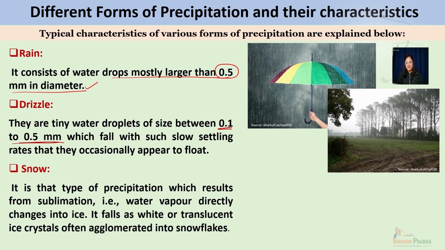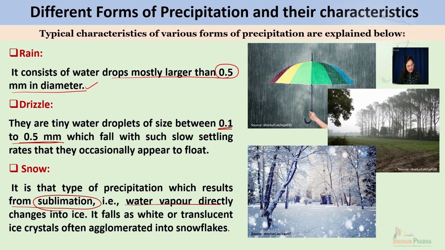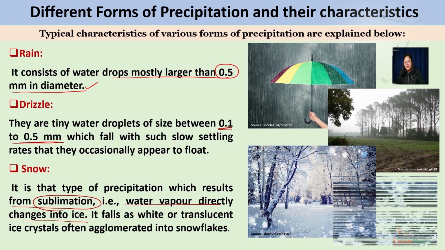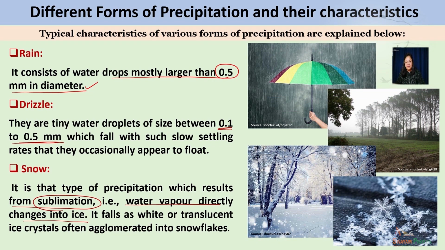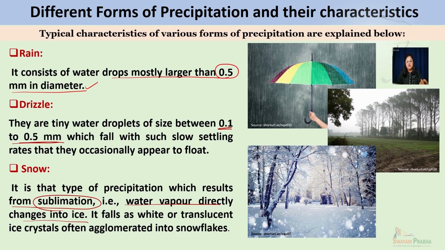Another form of precipitation which is very common besides rain and drizzle is snow. Snow is that type of precipitation which results from sublimation, where the water vapor directly changes into ice. It falls as white translucent ice crystals often agglomerated into snowflakes. These snowflakes or snow crystals are mostly branched into a six-pointed star shape, as you can see in the figure, and slowly they fall under gravitational pull because they are very light.